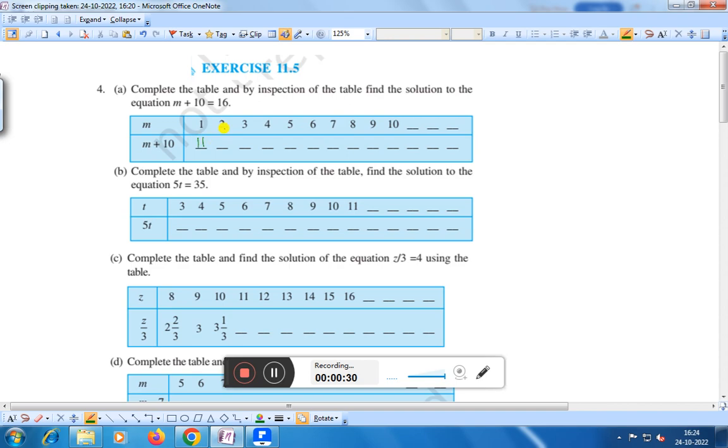11. If we take 2, that is 2 plus 10 is equal to 12. 3 plus 10 is equal to 13. 4 plus 10 equal to 14. 5 plus 10 equal to 15. 6 plus 10 equal to 16. 7 plus 10 equal to 17. 8 plus 10 is equal to 18. 9 plus 10 is equal to 19. 10 plus 10 is equal to 20.